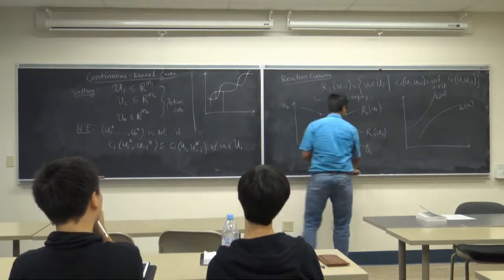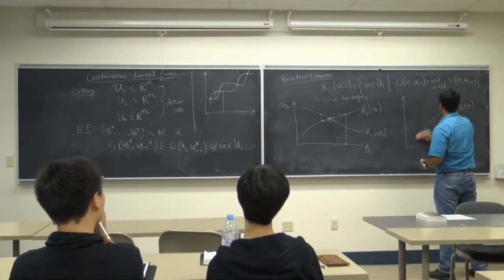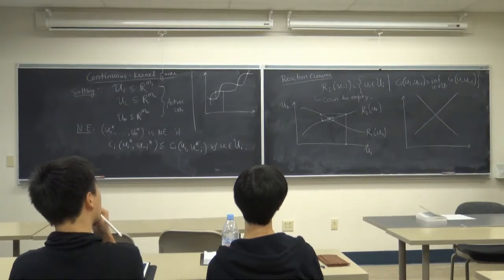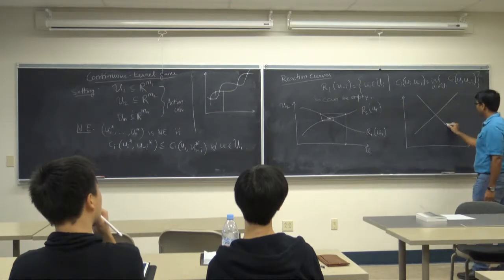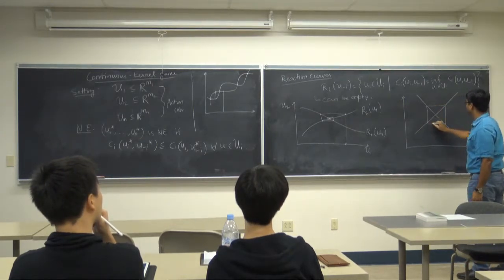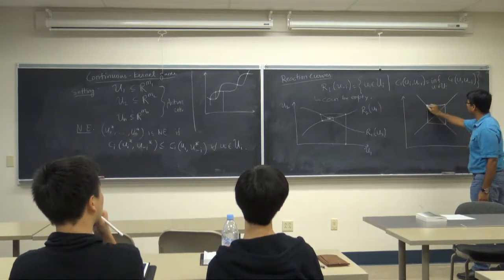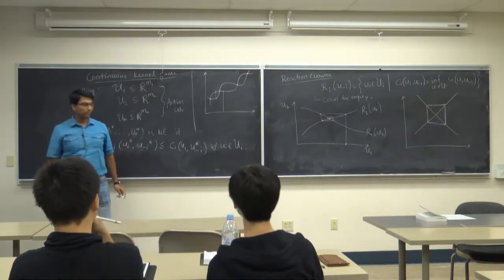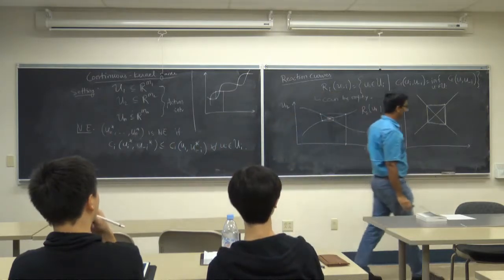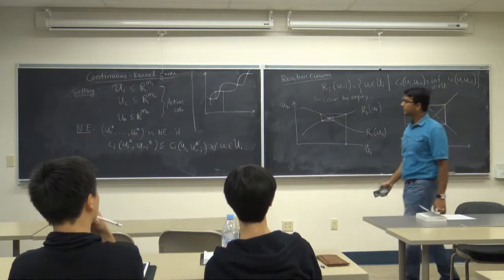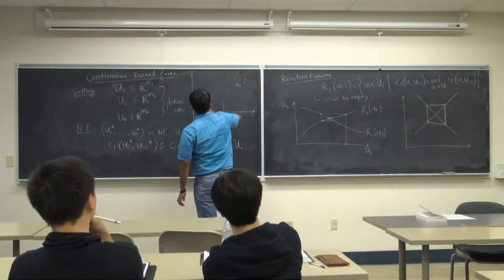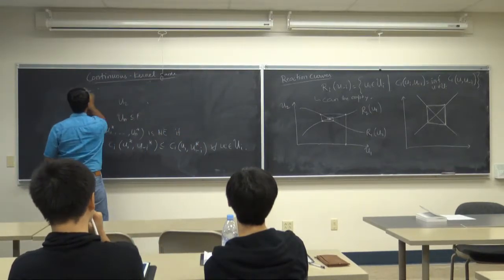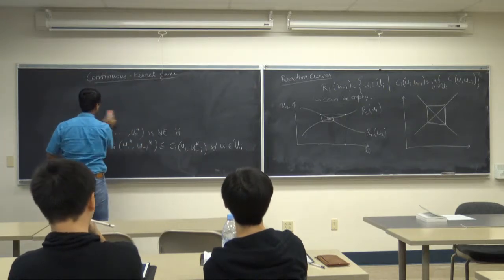Actually, I have a very good example for the cycling part. So let's say your reaction curves were like this, okay? Two straight lines. Then you start from here, then you go here, then you go here, and then you keep cycling. You don't converge to the Nash equilibrium, right? So there are cases like that. So we need to design algorithms carefully for coming up with Nash equilibrium. So let's look at some existence results.